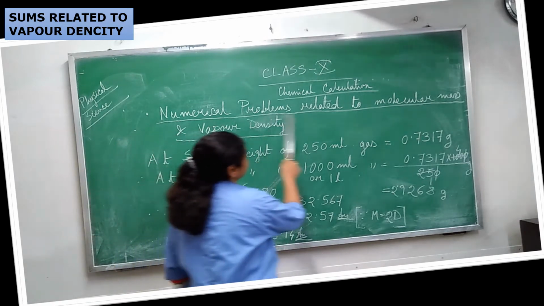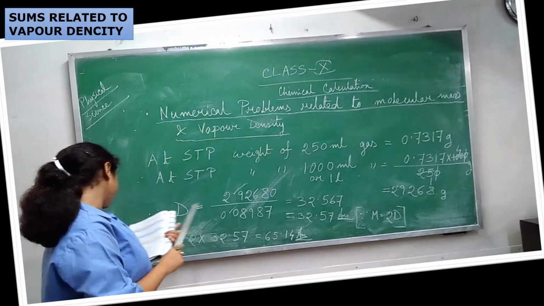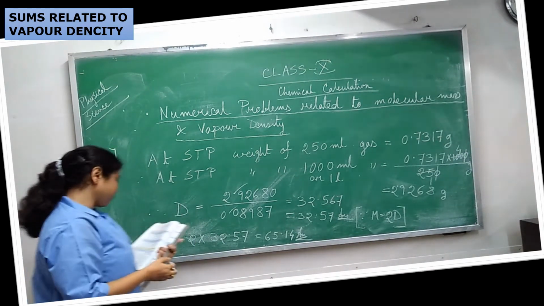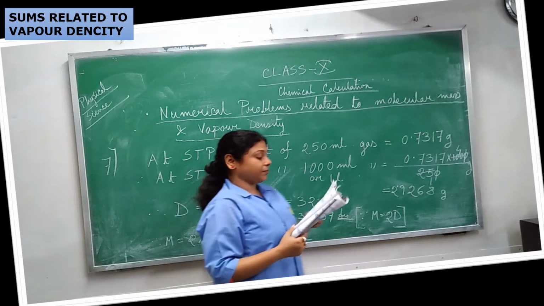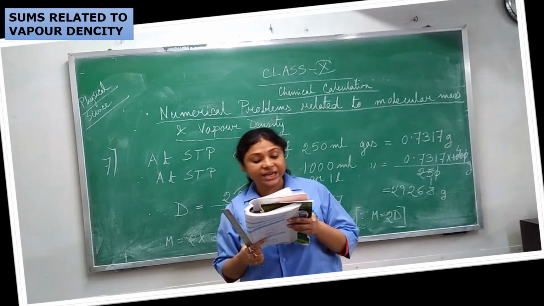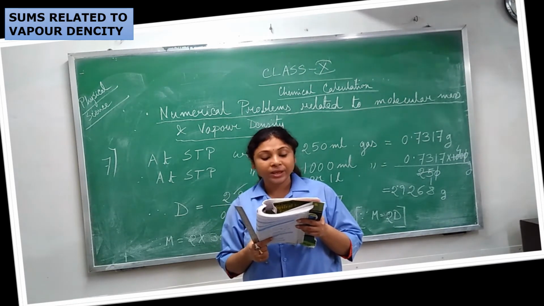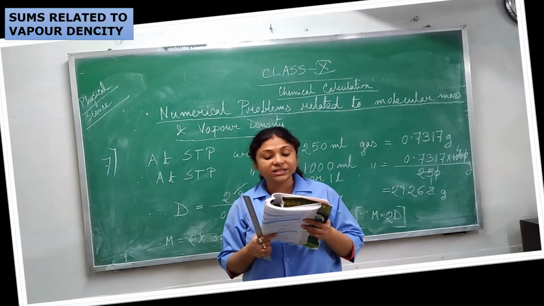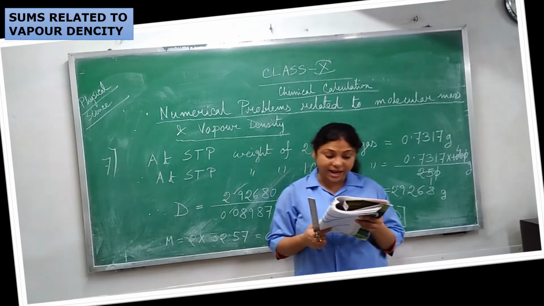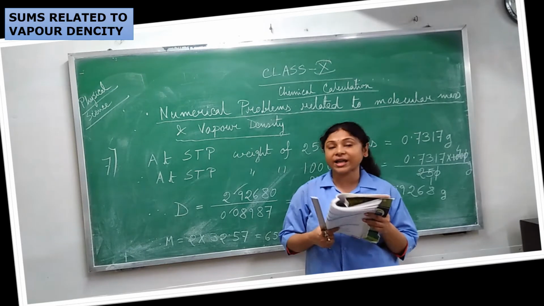So numerical problems related to molecular mass and vapor density. So let's start the sum. Sum number 7. First I am reading the sum. At STP, weight of 250 milliliter of a gas is 0.7317 gram. Density of hydrogen at STP is 0.08987 gram per liter. Calculate the vapor density and molecular weight of the gas.